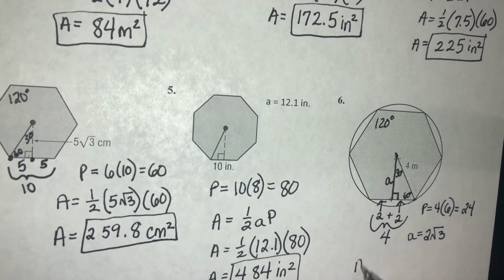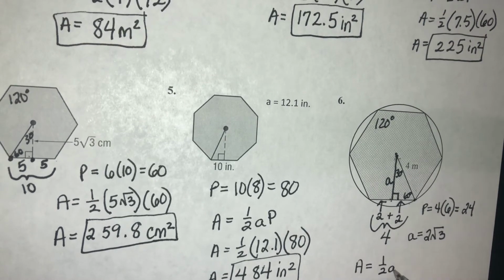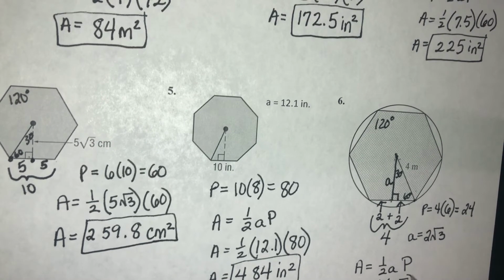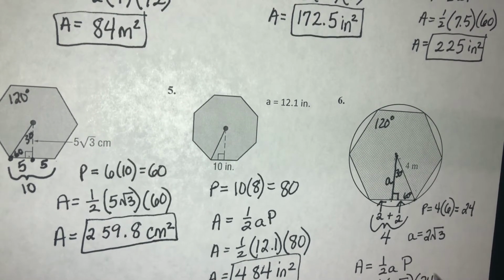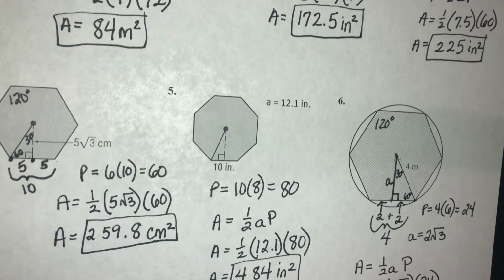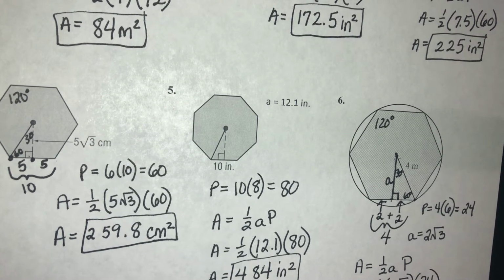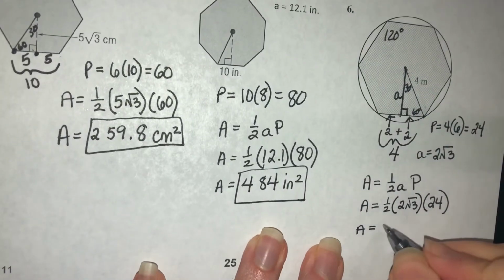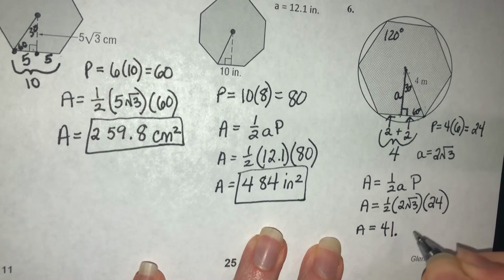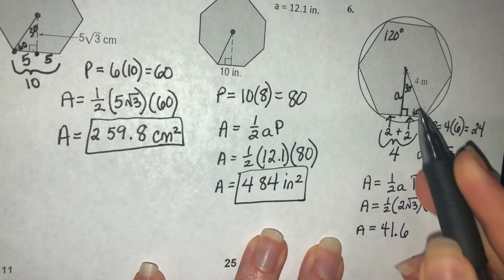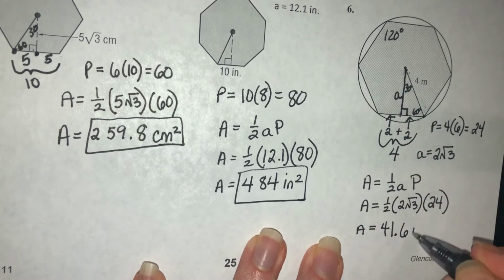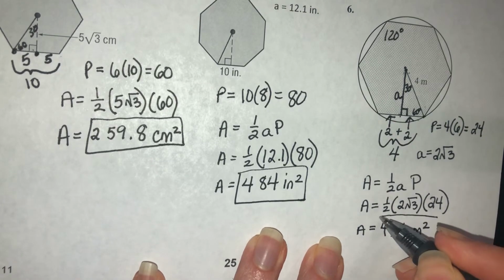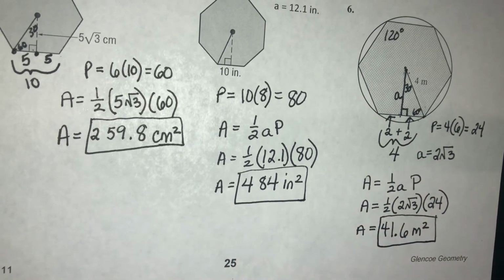So our area is 1/2 little a times capital P. So area is 1/2 times 2 square roots of 3 times 24. And if you multiply all that together, that should equal, rounded to the tenth place, 41.6. And since these units were meters in the problem, it would be meters squared for the area. And there we go.